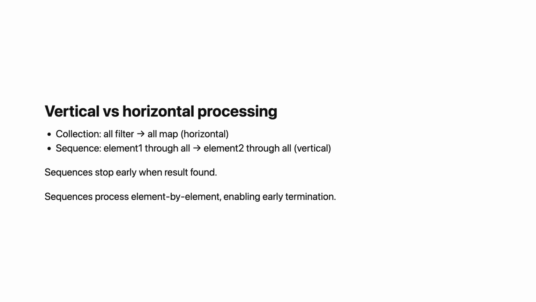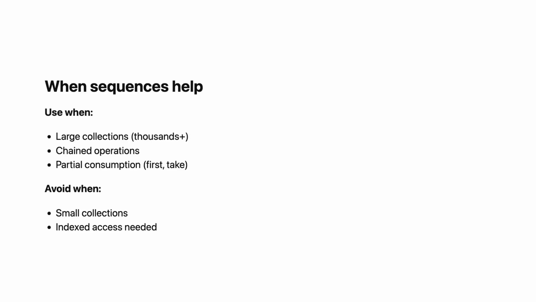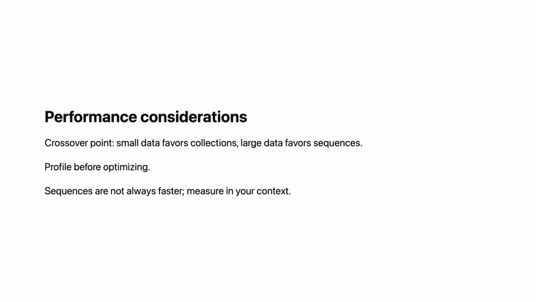Use sequences for large collections. The lazy processing avoids intermediate lists. Use sequences when you need only some elements. First, take n, find benefit from early termination. Use sequences for chained operations. Multiple filter and map steps multiply intermediate collections in eager mode. Do not use sequences for small collections. The overhead of lazy evaluation can exceed the savings. Do not use sequences when you need indexed access. Sequences do not support random access. The rule of thumb, if you have thousands of elements or more, and you chain multiple operations, consider sequences.